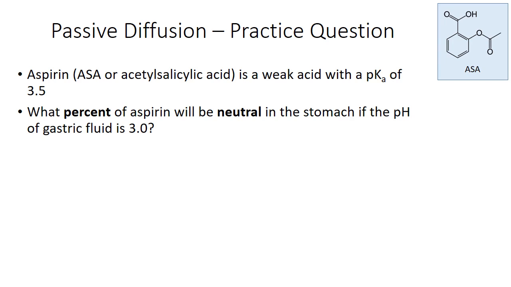Aspirin, or acetylsalicylic acid, is a weak acid with a pKa of 3.5. The fact that it's a weak acid is important for you to understand because that means that it is charged when it is deprotonated. It has a pKa of 3.5, and that's critical for that equation. What percent of aspirin will be neutral, which is with a proton, or protonated? And you can see that up top here. When it has the proton, it's not charged, or it's neutral. So what percent of aspirin will be neutral in the stomach if the pH of gastric fluid is 3.0?